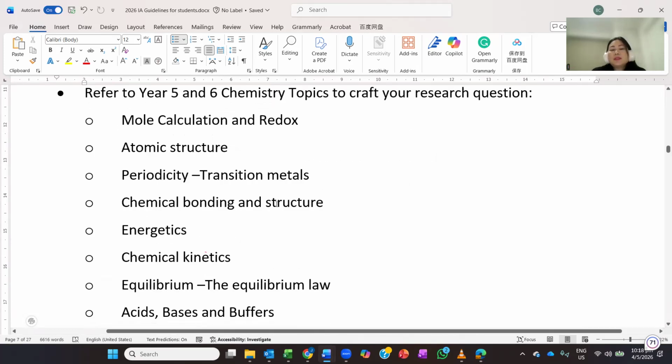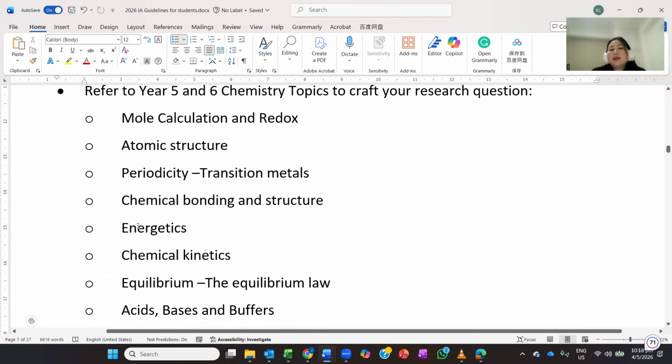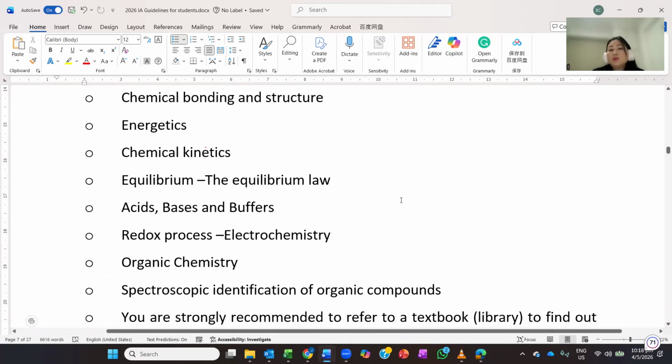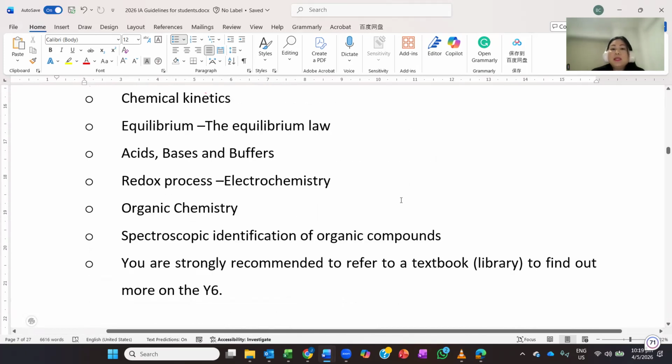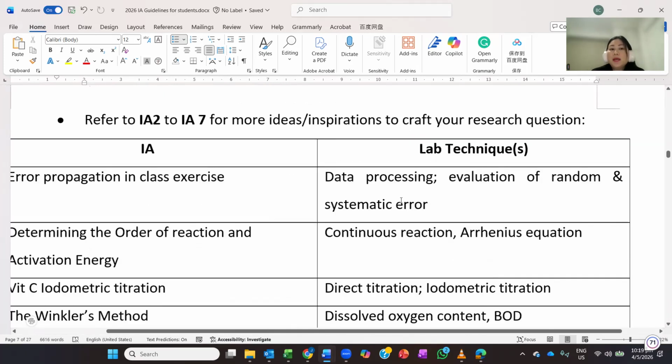So these are some of the topics that we will cover. Okay, you have done kinetics, there will be some energetics, you will look at enthalpy change. There's a lot of mole titration that you have done, so you can do acid bases. So these are some of the topics that you can arrange your research to be on. You do not need to go beyond the syllabus for IA. Stay within the syllabus. It will help.